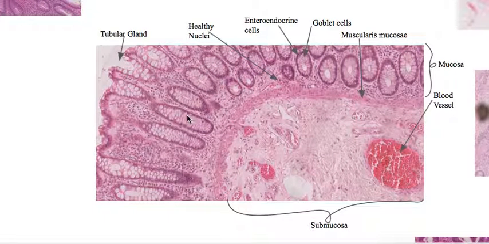Side of a healthy colon. You can see there is a mucosa, well defined, a muscularis mucosa, and a submucosa. Within the submucosa there are blood vessels, and within the mucosa you have goblet cells surrounded by enteroendocrine cells and tubular glands along the edges. You can also make out that while there are nuclei within the mucosa, there is not an excessive amount.